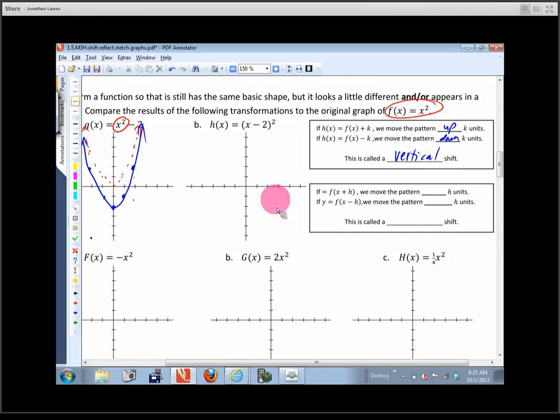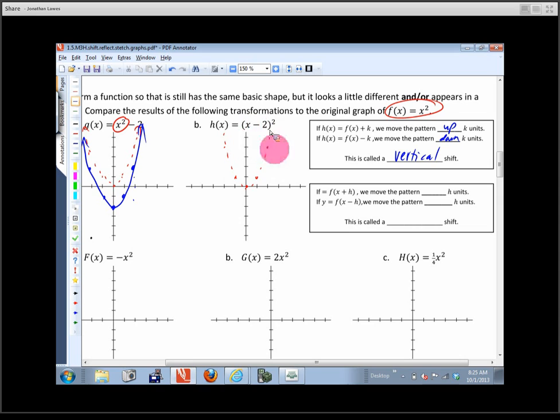Let's take a look at this one right here. Again, here's what the parent graph looks like. Here are what we'll call the 5 key points on the original one. Let's think about what happens here and contrast the two of these. When I plug in a number here, the first thing I do is I square it. That makes a point on this original parabola. Then I take whatever value I got out and I subtract 2. Something completely different happens here.